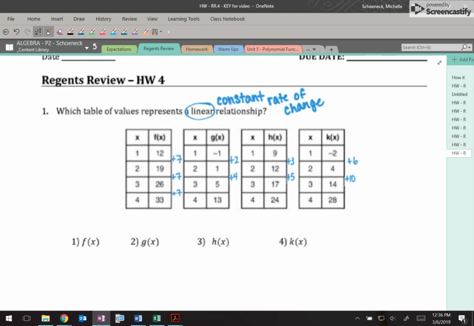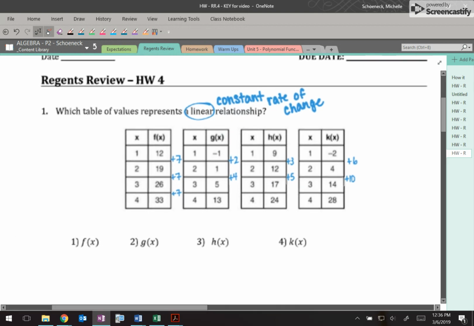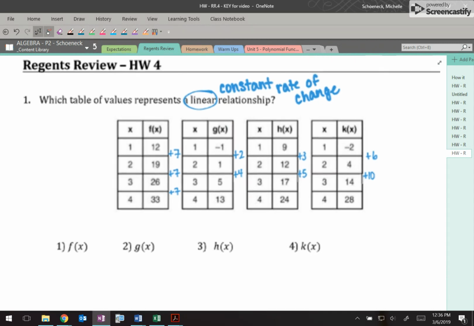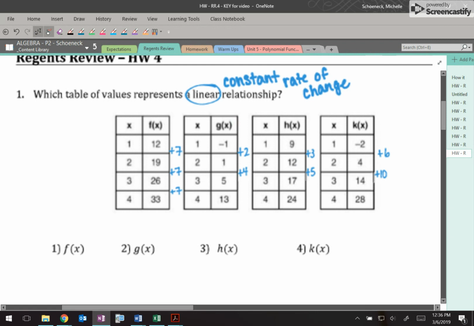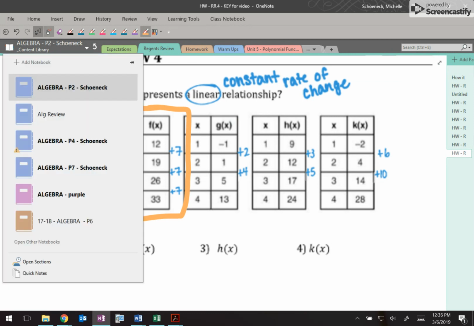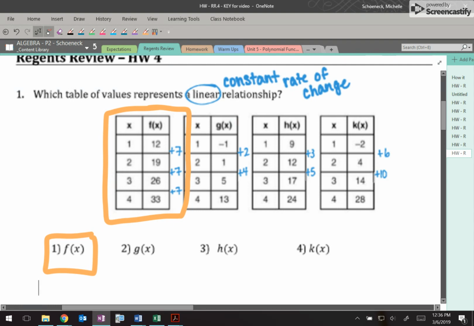Number 1, which table of values represents a linear relationship? Well, remember, linear means constant rate of change. So what we're looking for is something that is either adding or subtracting by the same amount each time. All right, I've gone through and I found that f of x here is the one that is constantly adding 7 each time. So our answer for number 1 is answer choice 1.